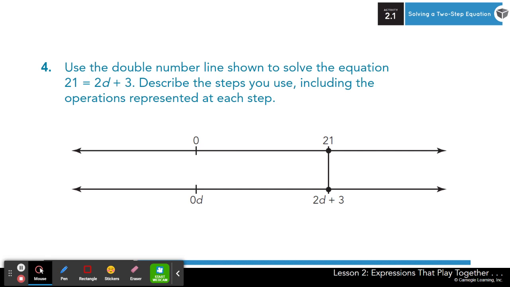So moving on to question number 4, it says, use the double number line shown to solve the equation 21 is equal to 2d plus 3. Describe the steps you use, including the operations represented at each step. So here, the directions are twofold. You're first going to solve the equation, and then you are going to describe your steps. As you're working, use the worked example to help you, but I want you to go ahead and pause here, take about 3 to 4 minutes to solve this problem, and then come back and we will compare our answers. Pause here.